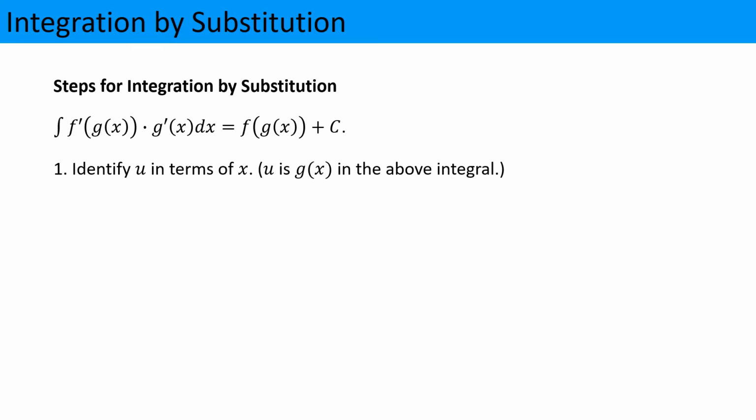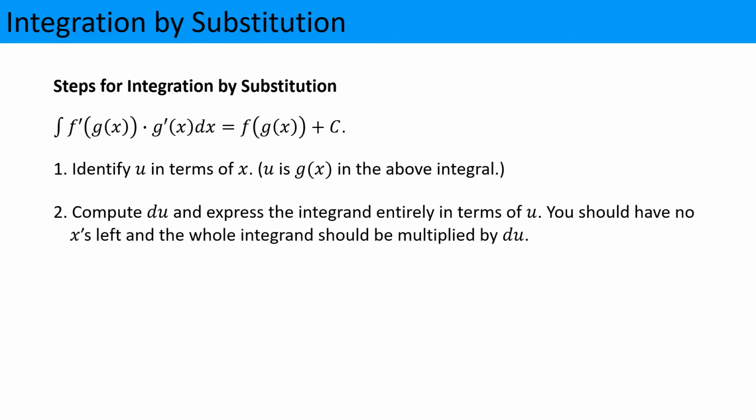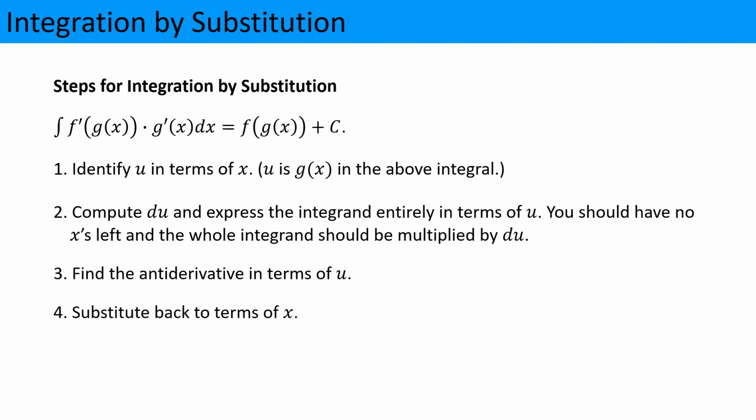u is the g of x in the above integral. We're going to compute du and express the integrand entirely in terms of u. You should have no x's left, and the entire integrand should be multiplied by du. Find the antiderivative in terms of u. We're going to integrate in terms of u, that's what that means. And finally, remember to substitute back the terms of x. That is, if you're asked to find an integral in terms of x, even if you solve it substituting with u, you still have to make sure that your final answer is expressed in terms of x.